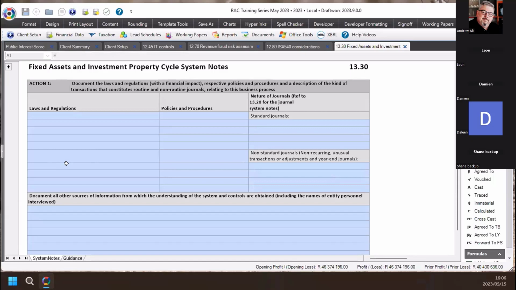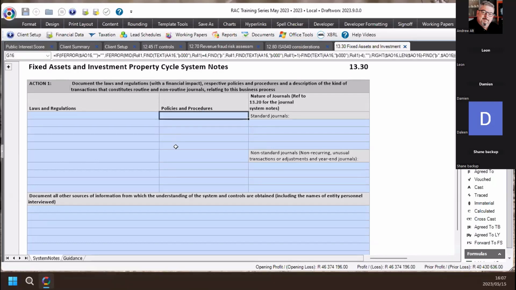So document 1330 is the one I've chosen out of section 13 to show you. But you are going to see an identical document across every single one of the 13 series. We are looking at documenting our understanding of a business cycle. We start with what are the laws and regulations, what are the policies and procedures.